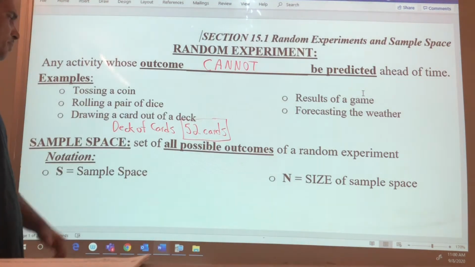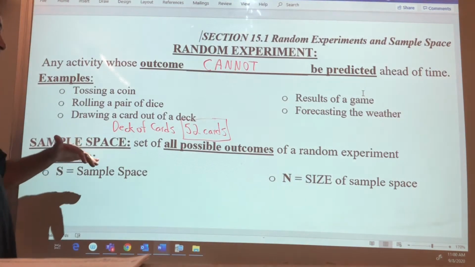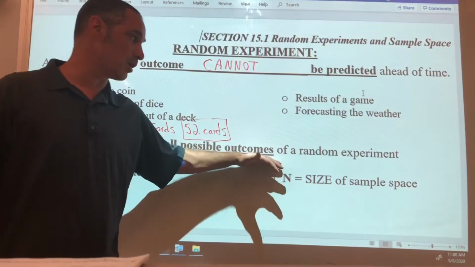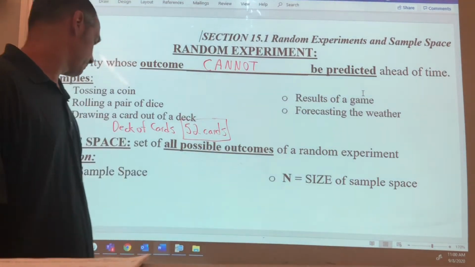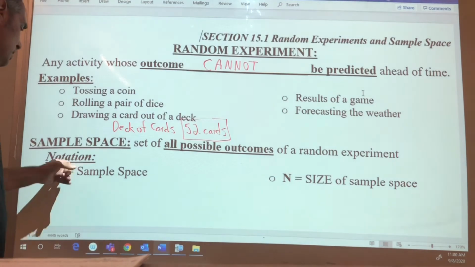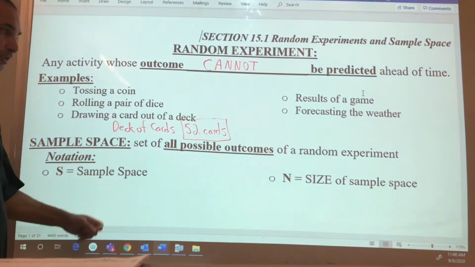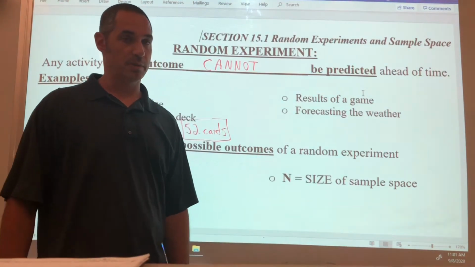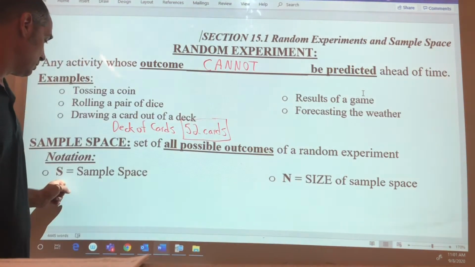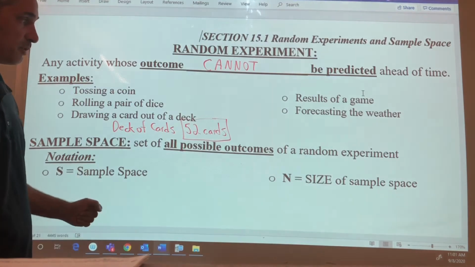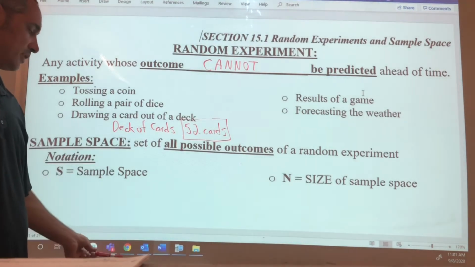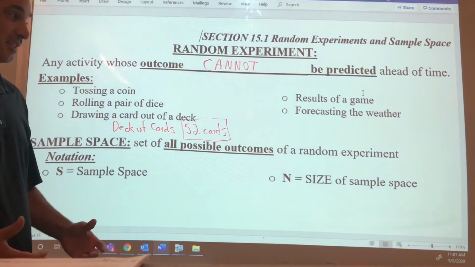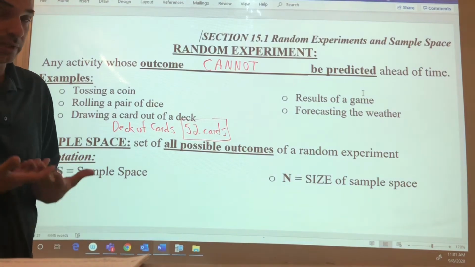All right, there's a sample space. And the sample space is a set of all possible outcomes of a random experiment. So notation S is equal to sample space, and N is equal to the size of the sample space. All right, so S is notation for sample space, and N is notation for the size of the sample space. N is like the number of items in the sample space.